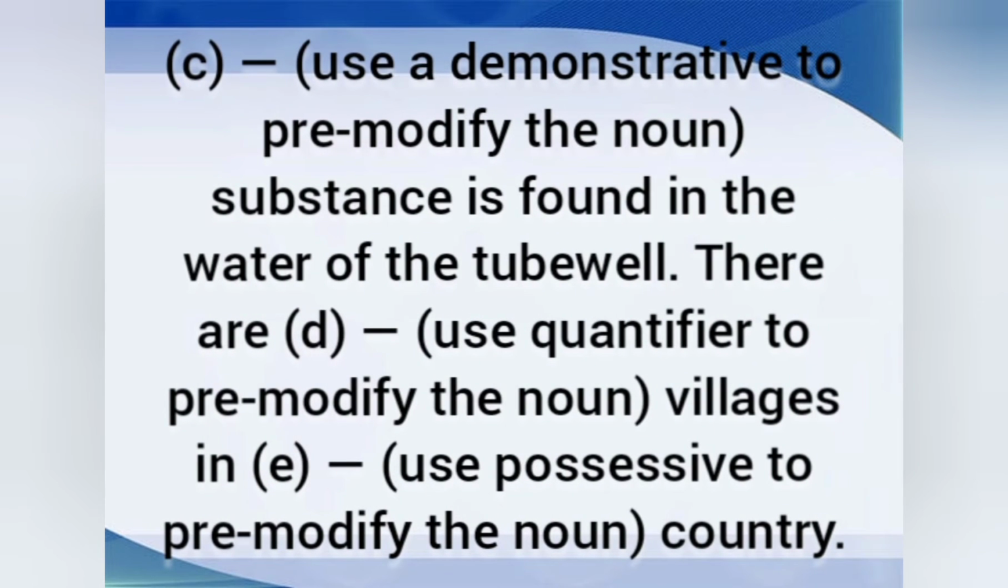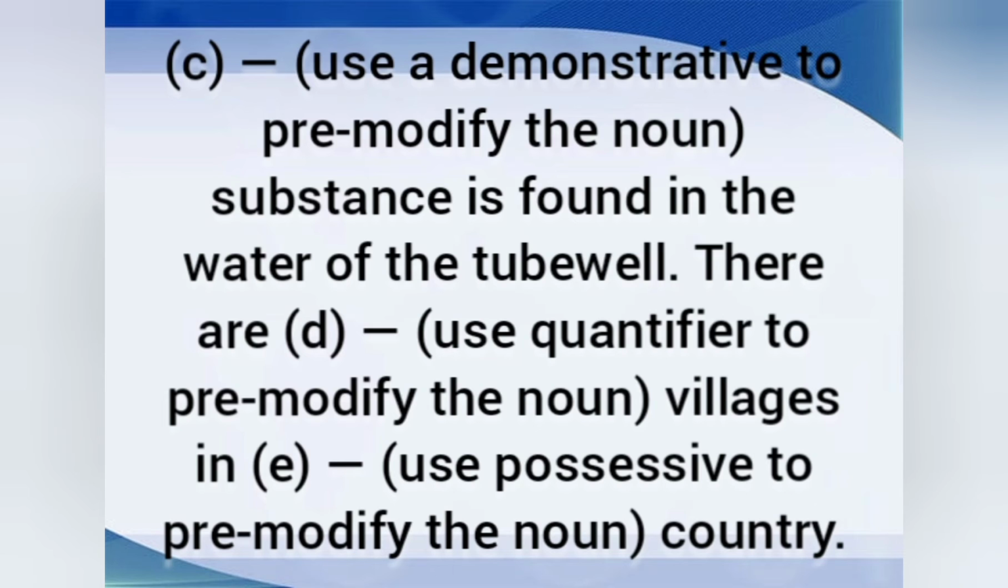C. Dash substance is found in the water of the tube well. There are dash villages in dash country. In number C, we have to use a demonstrative pronoun to pre-modify the noun. So here we can use this because we know that demonstrative pronouns are this, that, these, those. So here we can use this.